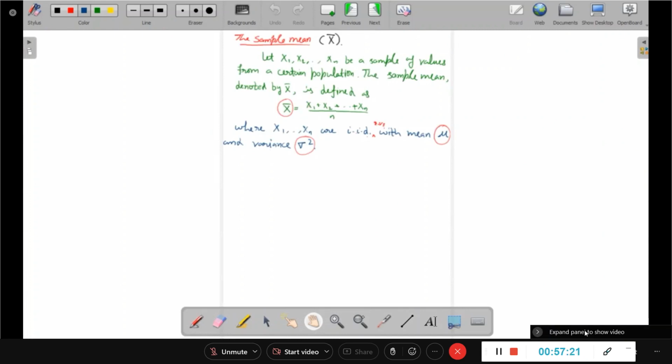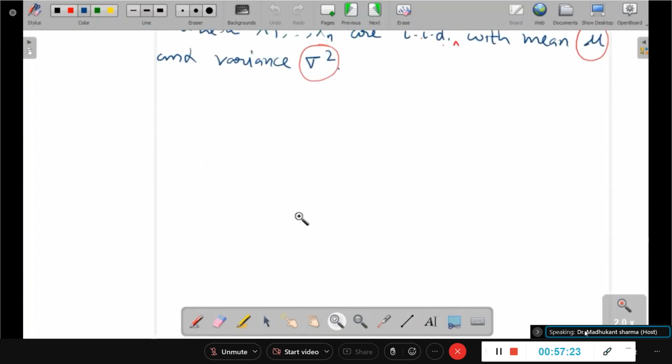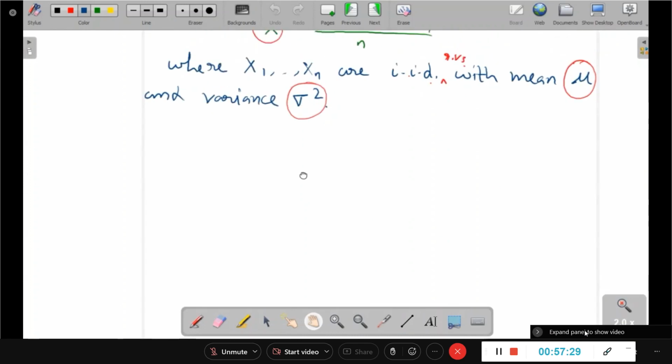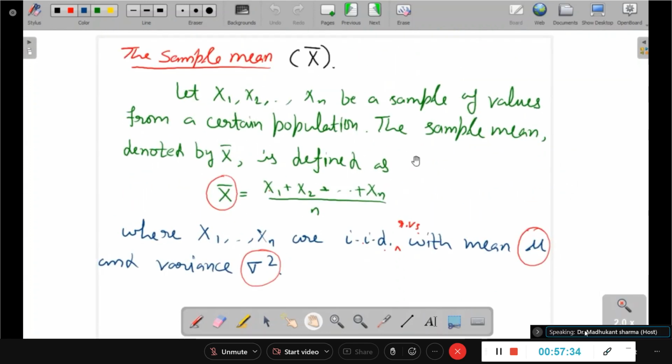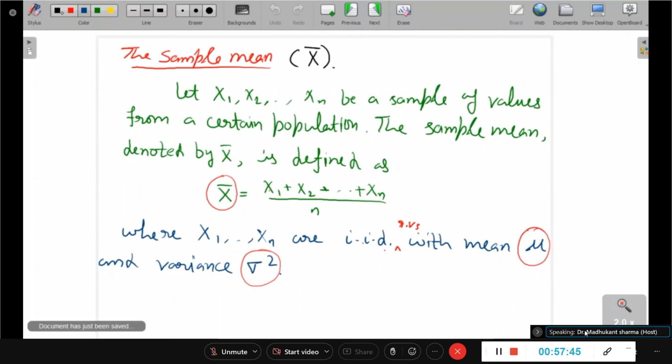Now, here is the definition, because this definition is required for the case of the central limit theorem. One central limit theorem we will go up to that. So we have the sample mean notation, which is x bar.